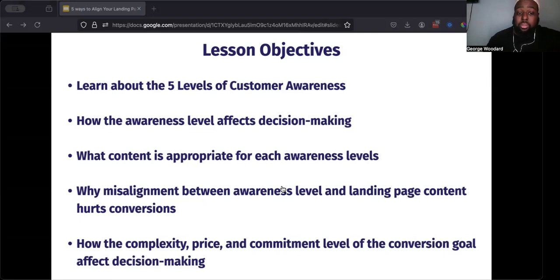And then last but not least, how the complexity, pricing, and the commitment level can affect the decision making. There's a lot of optimization you have to do on your end that is based on the complexity of the product that you're offering and the price point for the particular product. And we'll go in depth on all this.